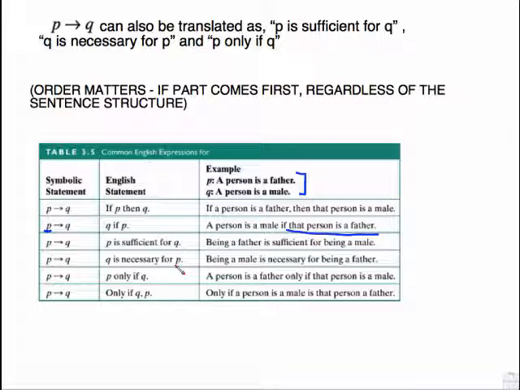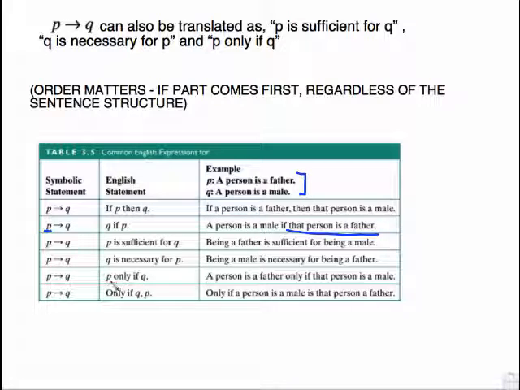Q is necessary for P. This goes the other way around. Being a male is necessary for being a father. If you're not a male, you can't be a father. That's why being a male is necessary for being a father.